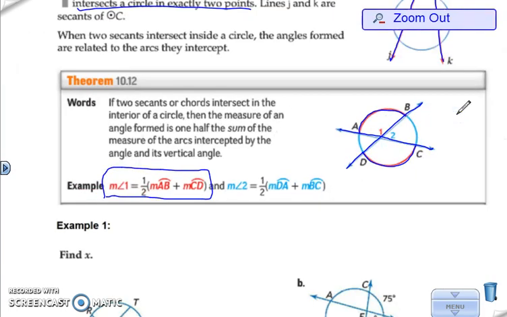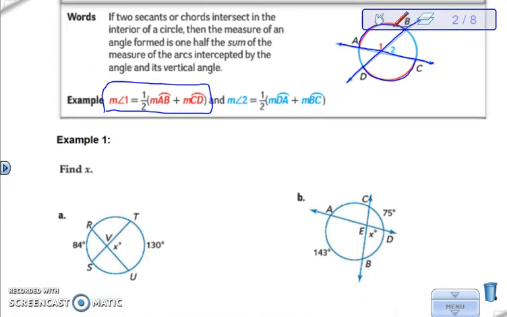So in the picture that's drawn, if I wanted to find the measure of angle 1, I would add arcs AB and DC, then divide by 2. If I wanted to find angle 2, I would add arcs AD and BC, then divide by 2.